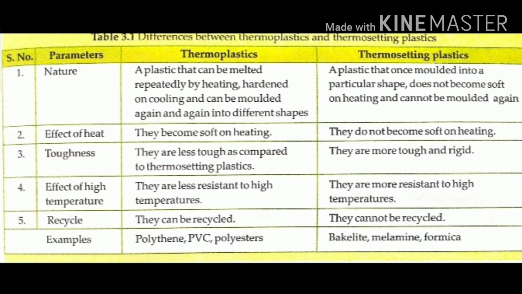Effect of high temperature. Thermoplastics are less resistant to high temperatures. Thermosetting plastics are more resistant to high temperatures. Thermoplastics can be recycled and remolded, whereas thermosetting plastics cannot be recycled and remolded. Polythene, PVC, and polyesters are some examples of thermoplastics. Bakelite, melamine, and formica are some examples of thermosetting plastics.